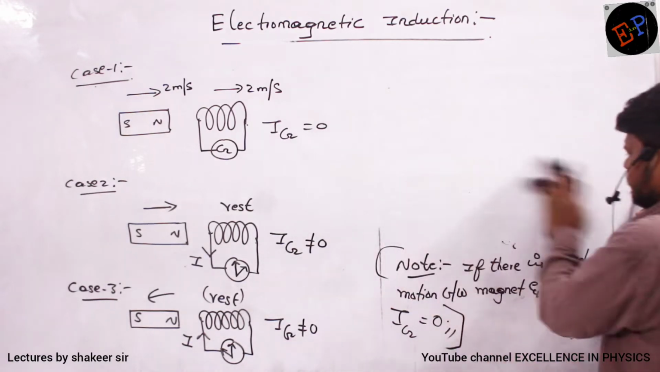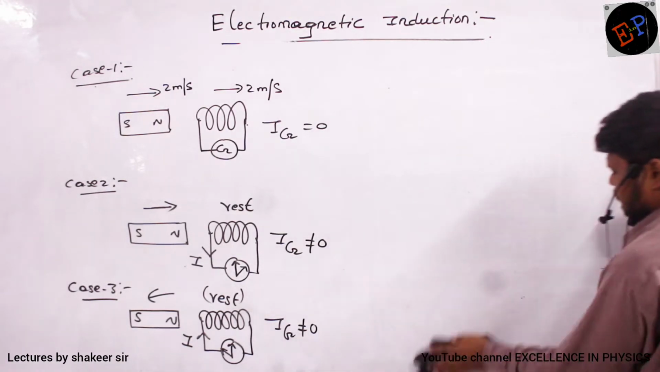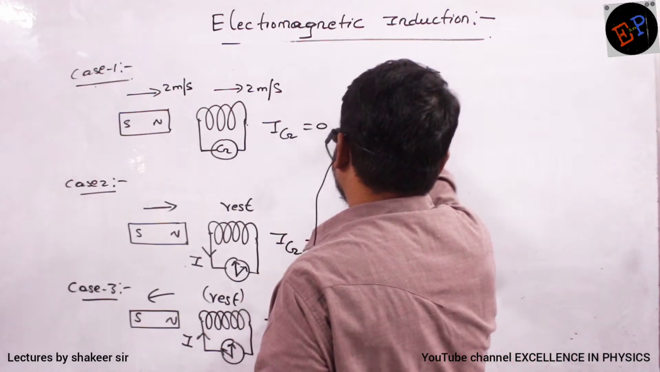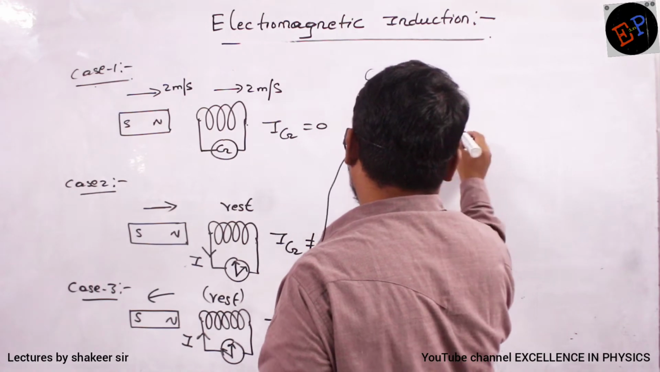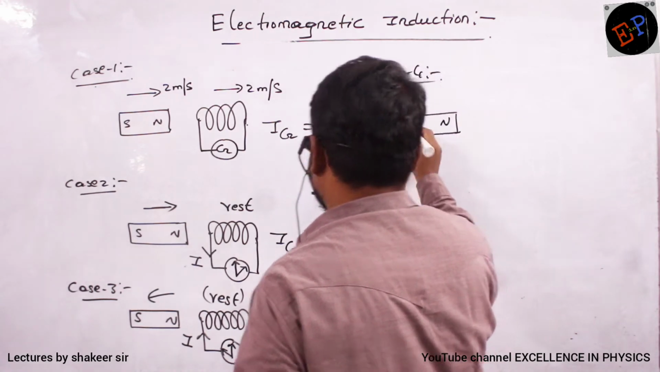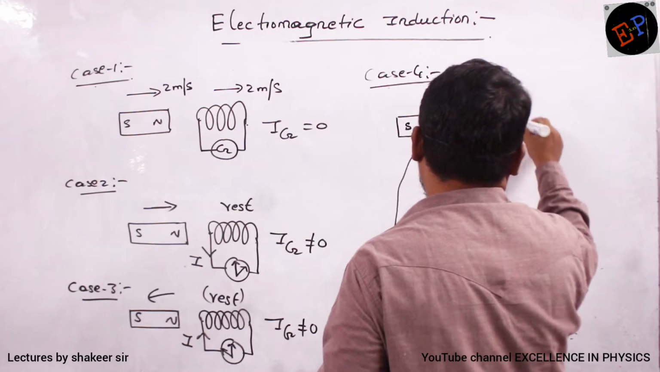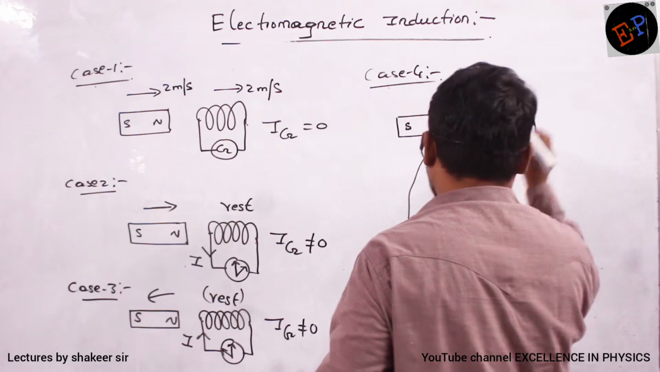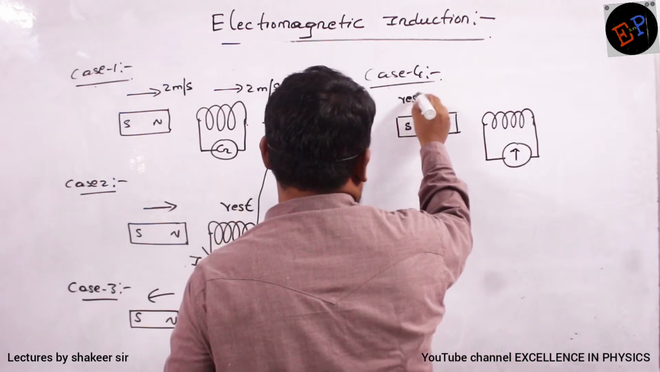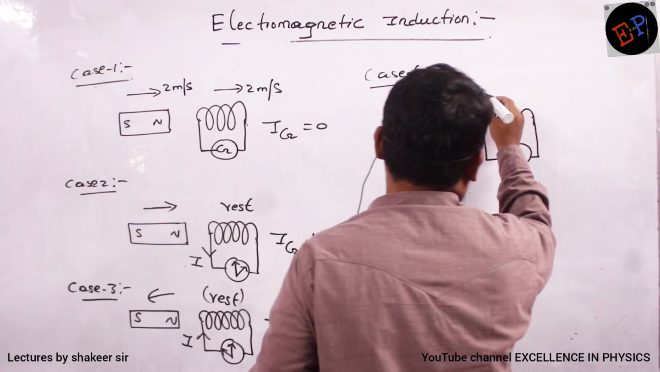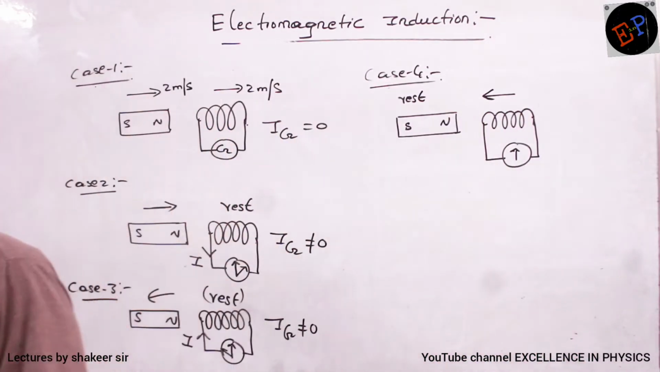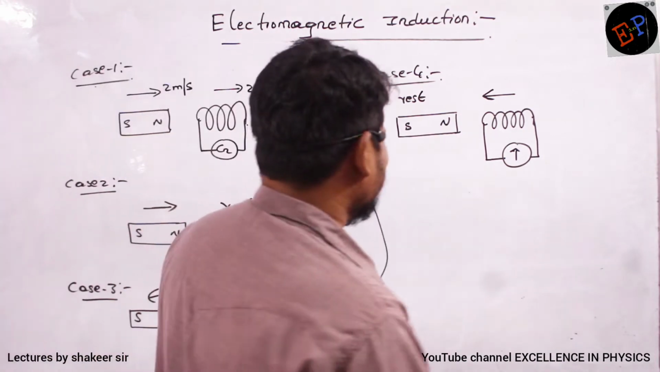Case number 4. Okay? Case number 4 is, now this is the magnet, north pole and south pole. This is the coil. Clear? So this is the galvanometer scale. Now the magnet is in rest position and the coil is moving in this direction. Now will current be produced or not? How can you say? Relative motion is there, no?